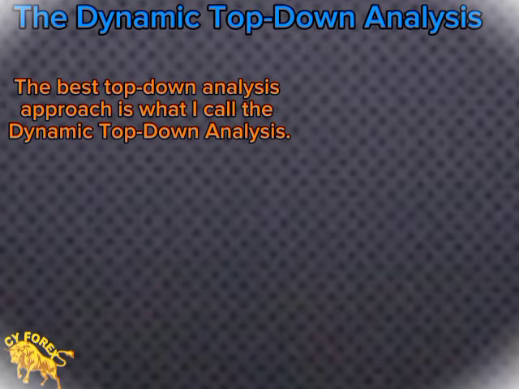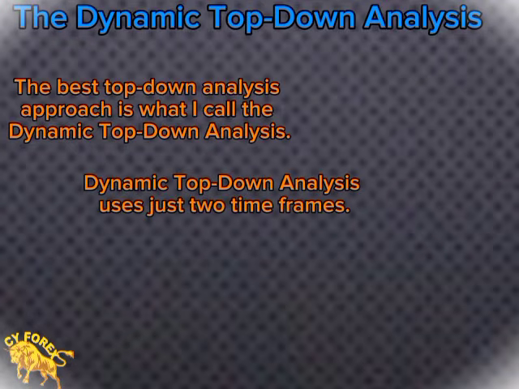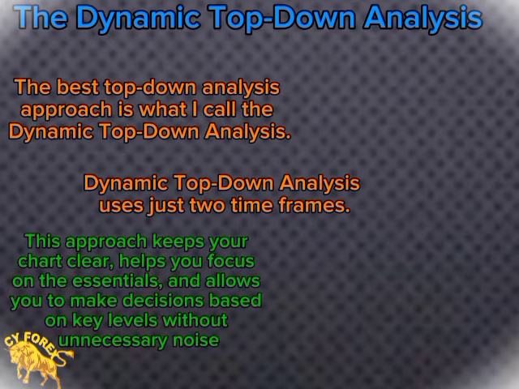In my experience, the best top-down analysis approach is what I call the dynamic top-down analysis. Unlike the crowd technique, which can feel overwhelming with multiple layers, dynamic top-down analysis uses just 2 time frames. This approach keeps your chart clear, helps you focus on the essentials, and allows you to make decisions based on key levels without unnecessary noise.